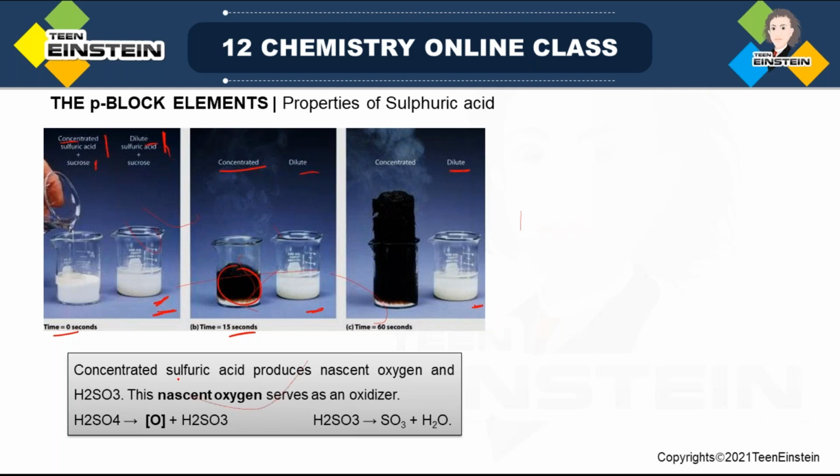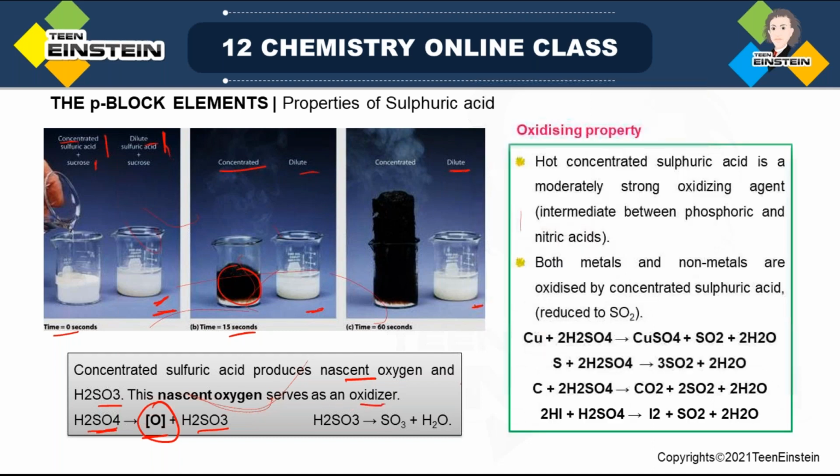Fine. Concentrated sulfuric acid actually produces nascent oxygen. Now we are discussing the oxidizing property, the number 4 property. See, when H2SO4 produces H2SO3 and nascent oxygen, that means atomic oxygen, then this nascent oxygen is actually responsible for this oxidizing property.